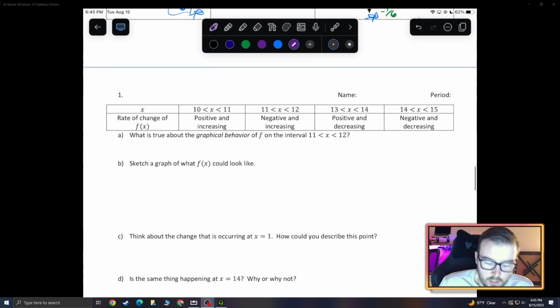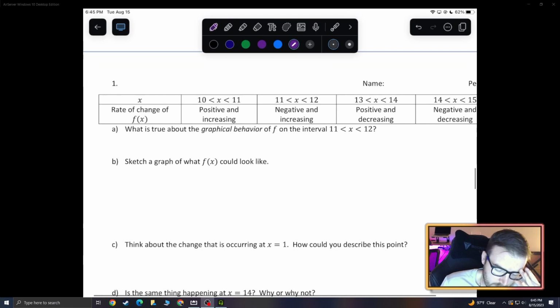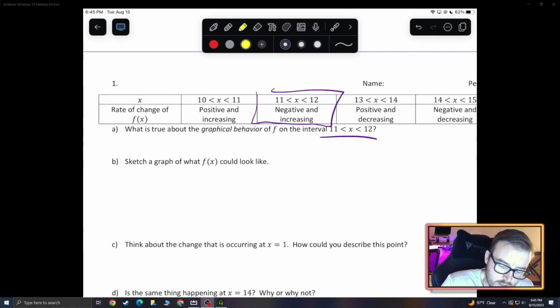Okay. So I figured in this same video, I might as well flip the page here and continue looking at what's happening on the next page, the questions that I asked you to solve. So let's look at this together. What is true about the graphical behavior of f on the interval 11 to 12? What is being described to us?